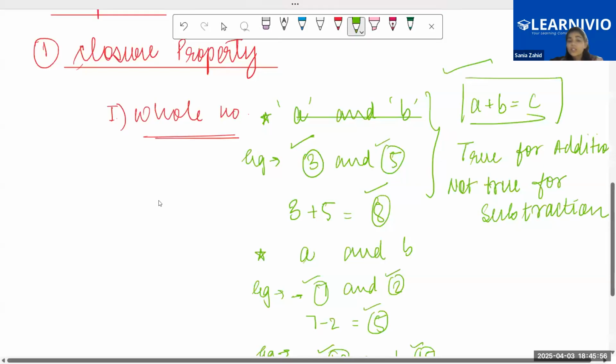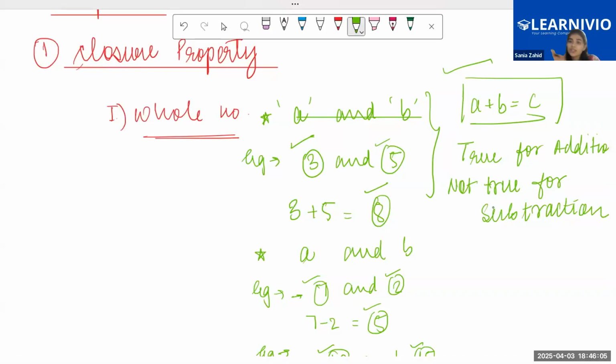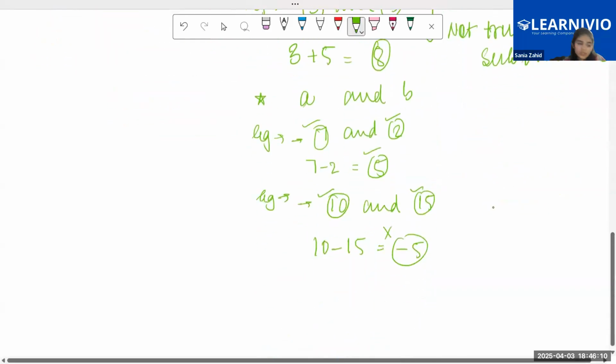Are these 2 points clear to you? Yes, ma'am. Okay. So these are the properties. We'll also be talking about multiplication and division later on in the chapter. But the first part of the chapter deals with addition and subtraction. So that is what I'm talking about, right? So first was whole numbers. The next in your syllabus, you have integers.